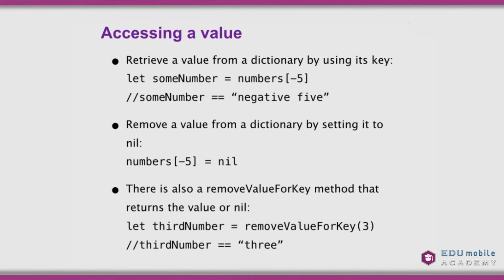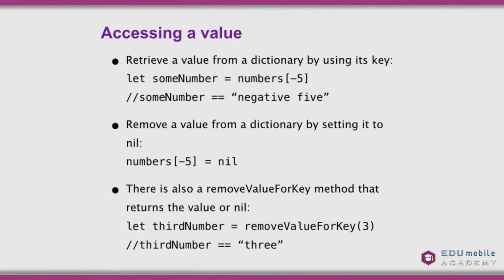How do we access a value in a dictionary? Well, we retrieve a value by using its key. So we can say let someNumber equal numbers[-5], and we already know what that is. We just put it in there. someNumber is now equal to the value corresponding to that key.